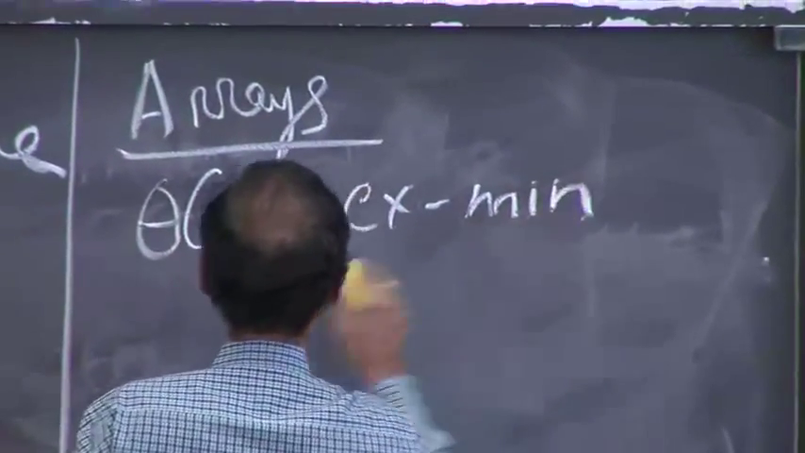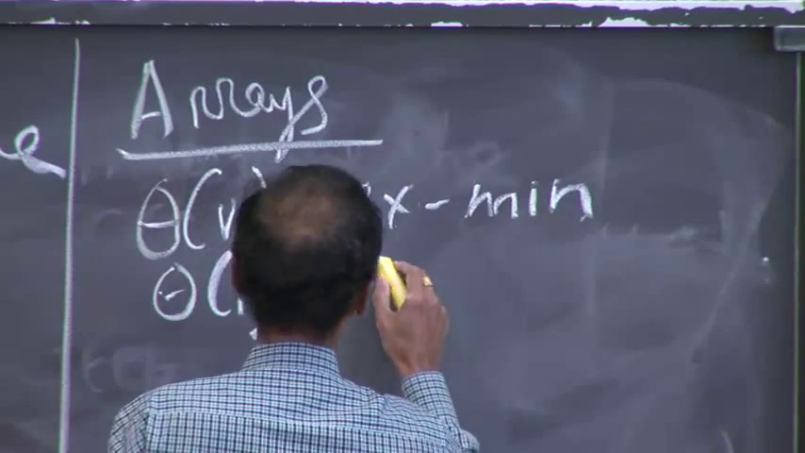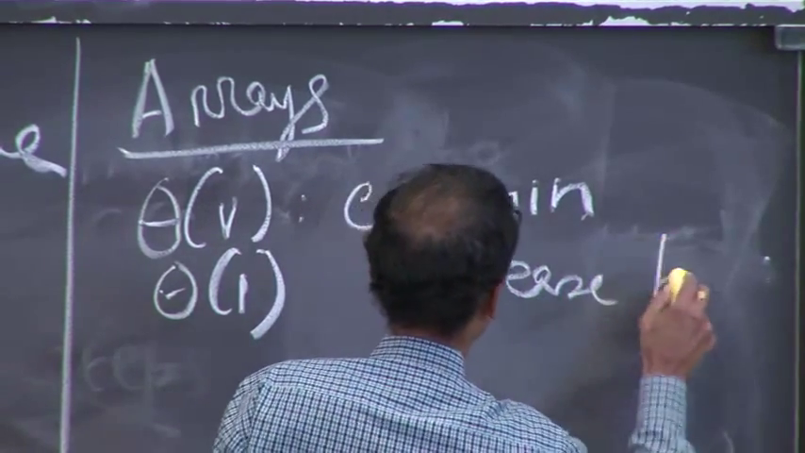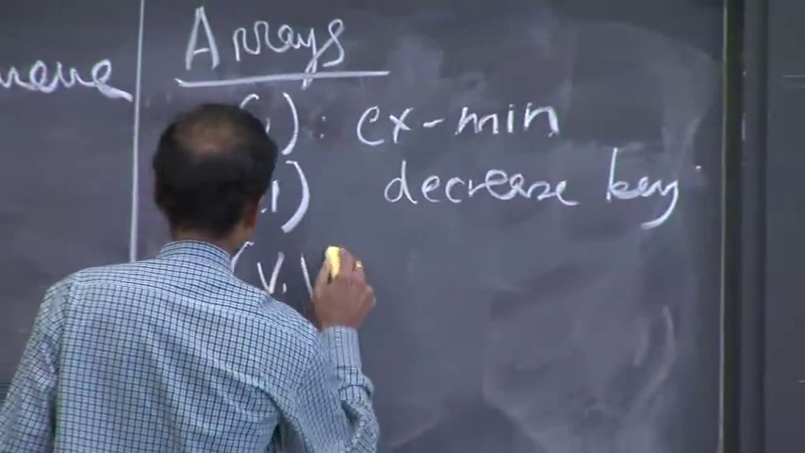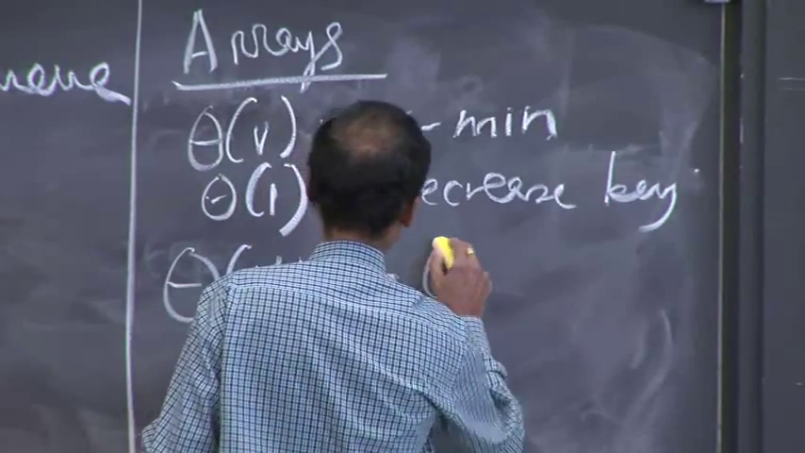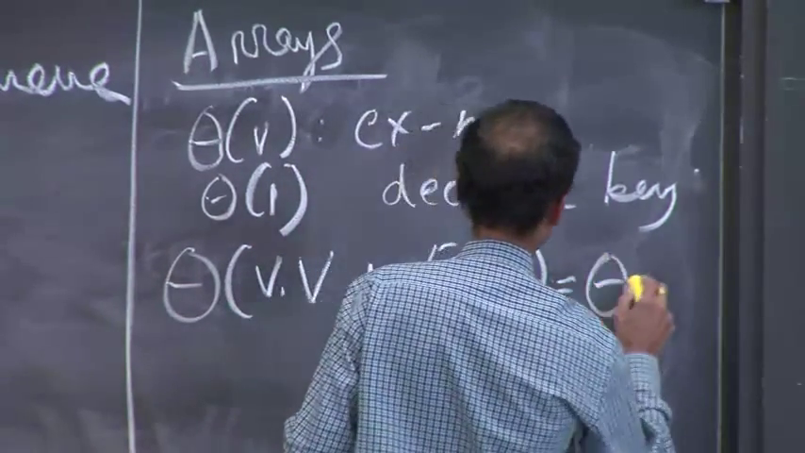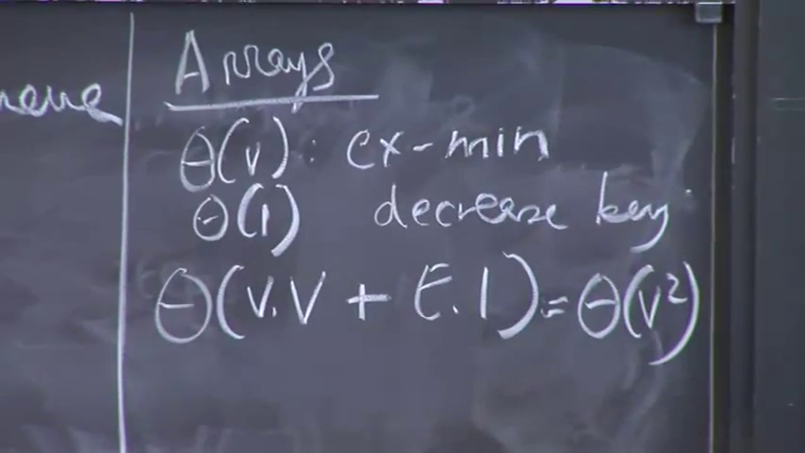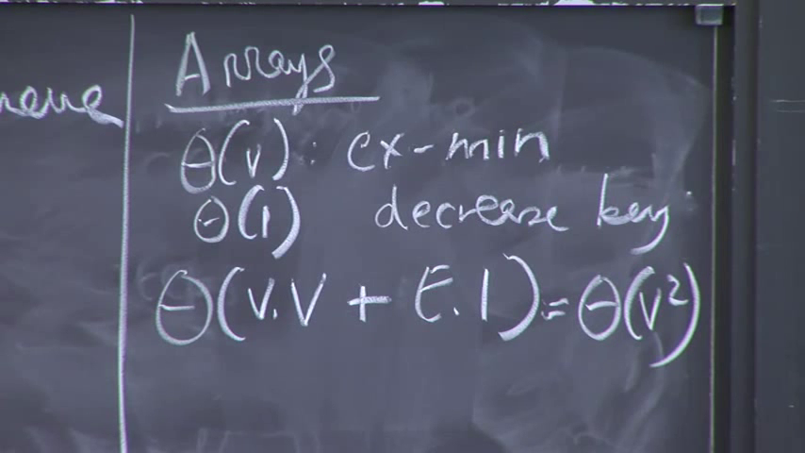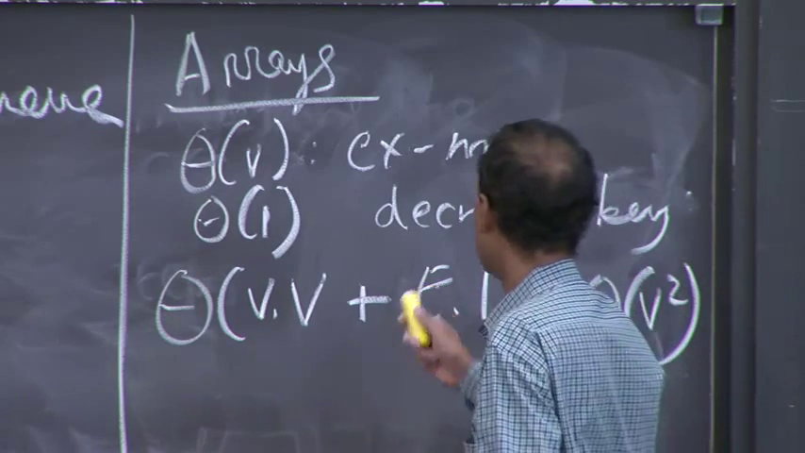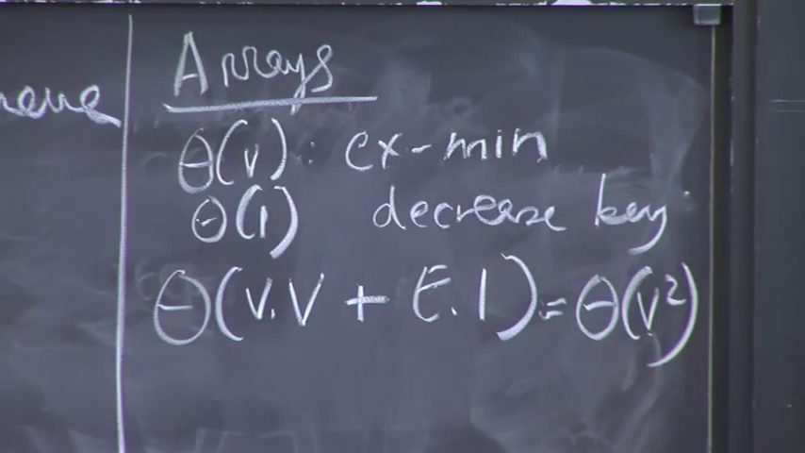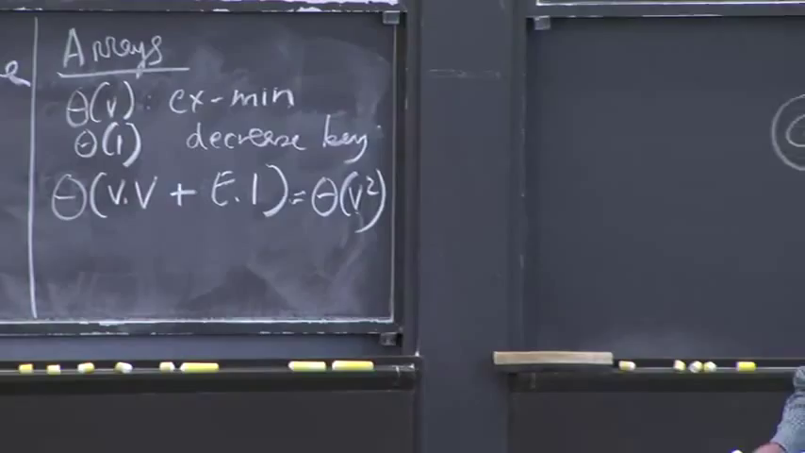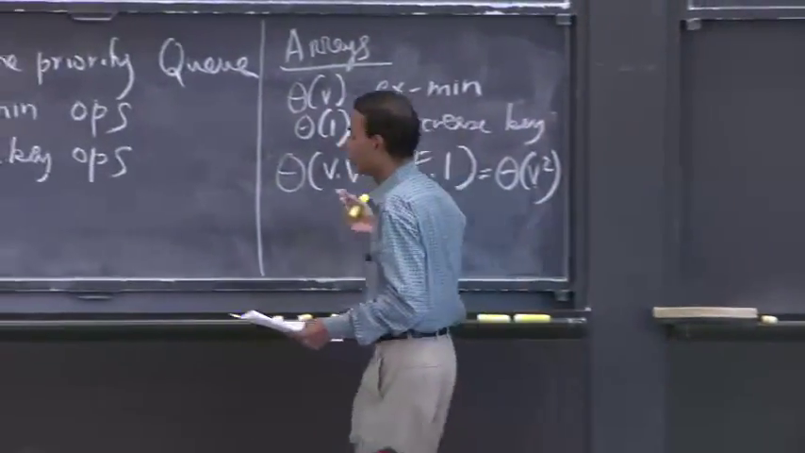So I have theta V for extract min, I'll just call it ex min, theta 1 for decrease key. And if I go do the multiplication, I get theta V times V plus E times 1, or a constant, which is theta V squared. Because I know that E is order V squared. Right? If I have a simple graph, it may be a complete graph. But we talked about this last time. E is at most V squared. So I can just call this theta V squared. All right? So we have a theta V squared Dijkstra implementation that uses an array structure.